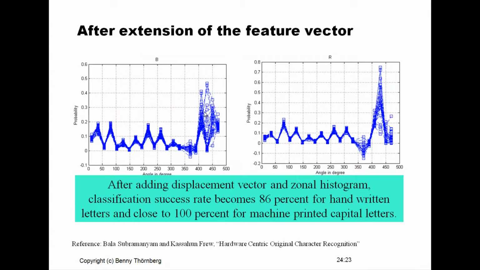So when we did the experiments using the minimum distance classifier, after adding these zonal histograms and the eccentricity vectors, the classification success rate improved up to 86% for handwritten letters, and it was even close to 100% for machine printed letters.